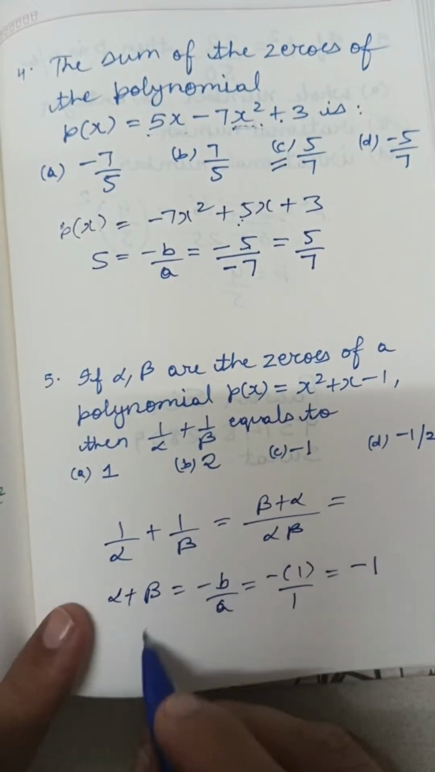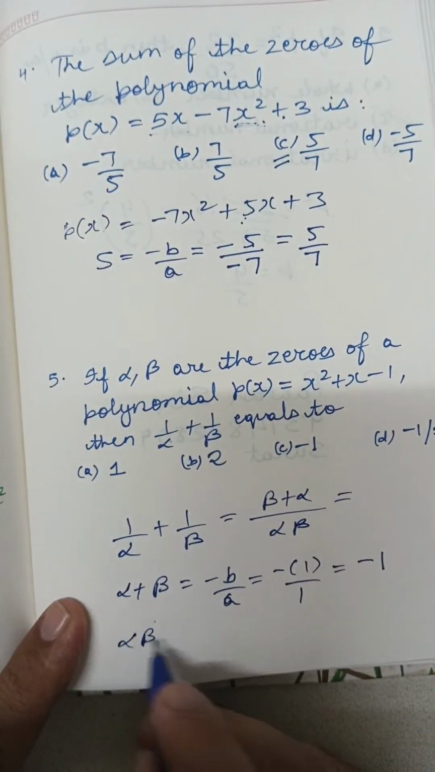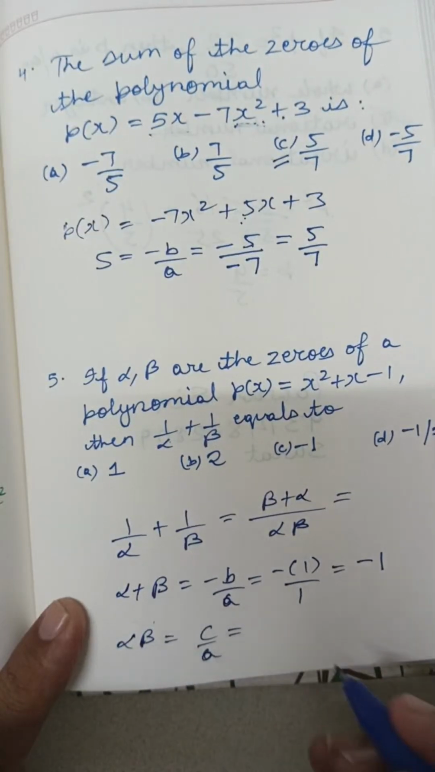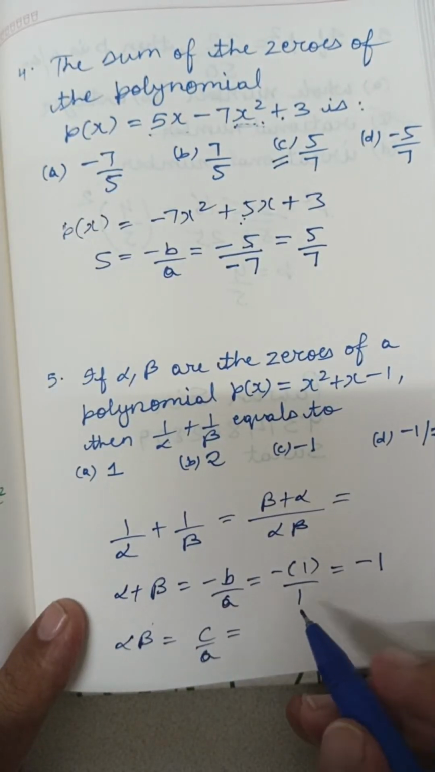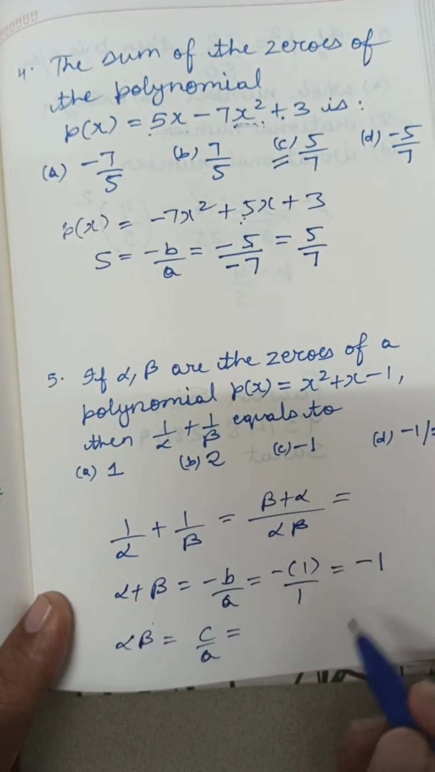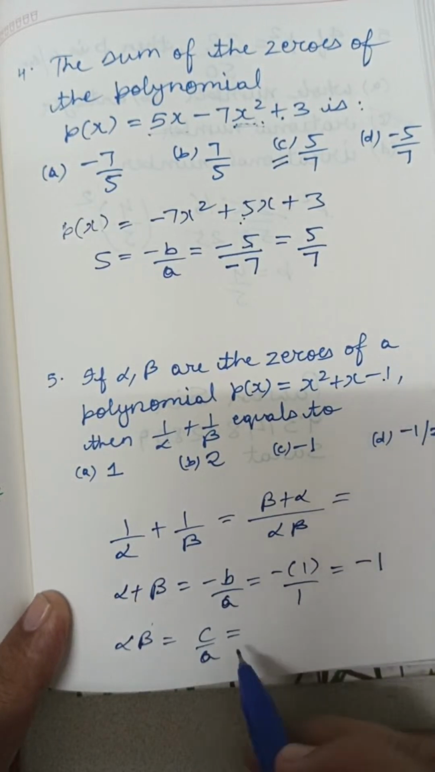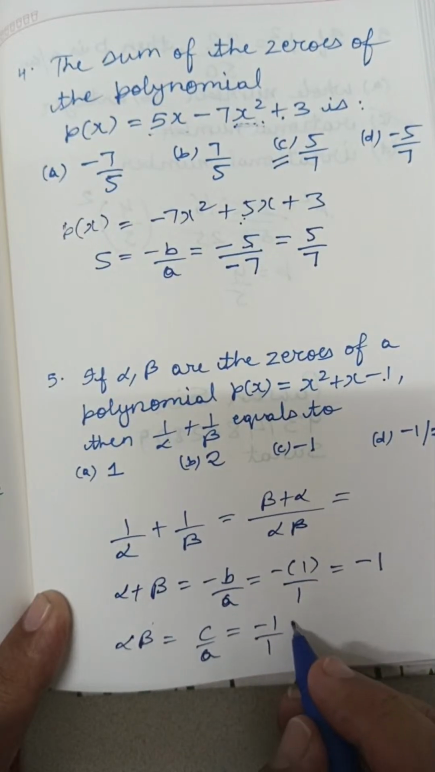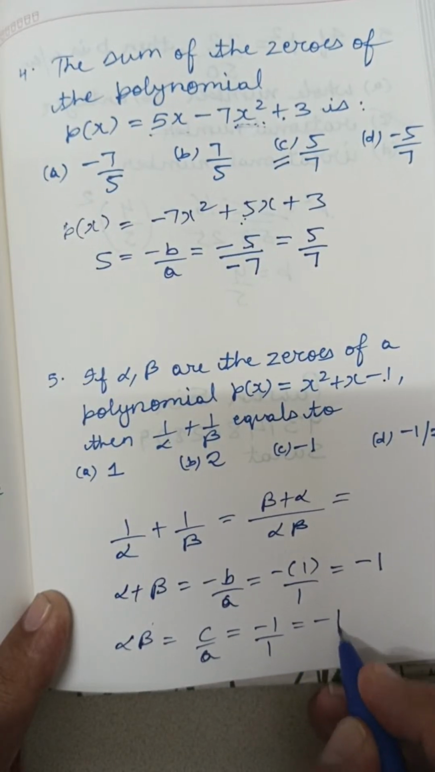Now next we have to find product alpha beta. It is c by a. Constant term upon coefficient of x square. What is c in this? As you can see, c is minus 1. And what is a? A is again 1. So we get minus 1.